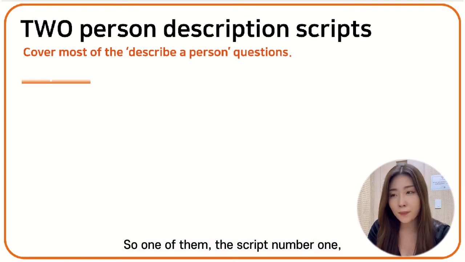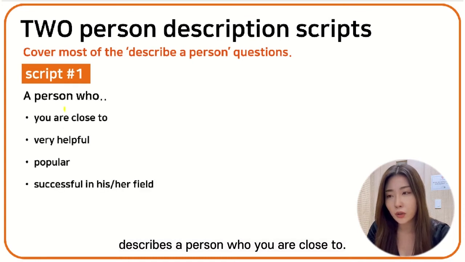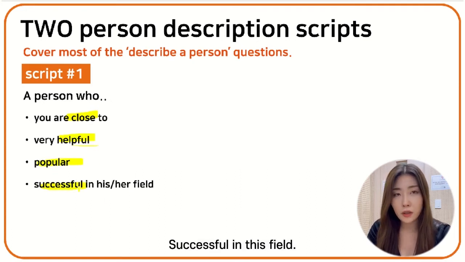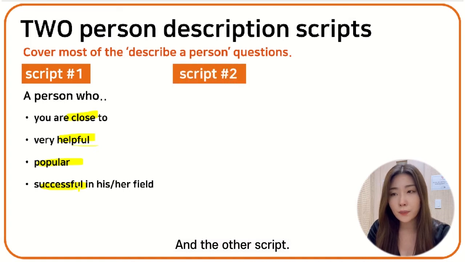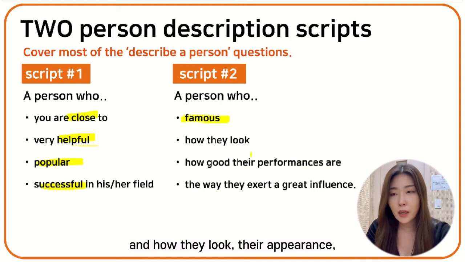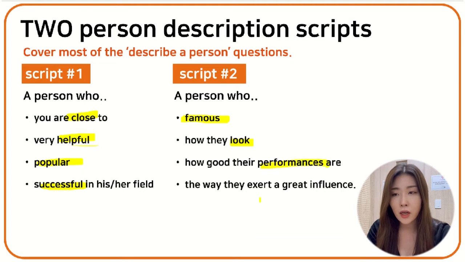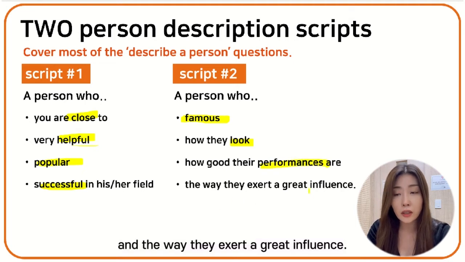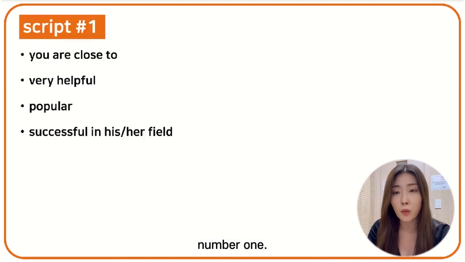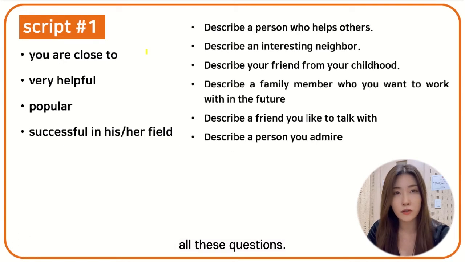So one of them, script number 1, describes a person who you are close to, very helpful, popular, and successful in his field. And the other, script number 2, describes a person who is famous, and how they look, their appearance, and how good their performances are, and the way they exert a great influence. So today we are going to look at script number 1. Script number 1 covers all these questions.